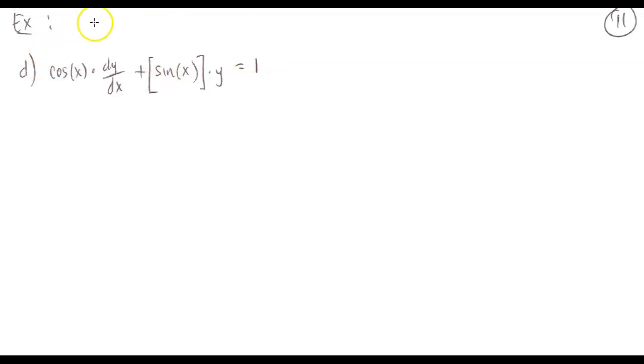So for this example, same kind of thing. We want to get this particular equation in the form of dy over dx plus p times y equals r. To do that, we would need to divide both sides of this equation by cosine. If we do that, then we would just have dy over dx, and that would be plus sine. Let me just go ahead and write it in here.